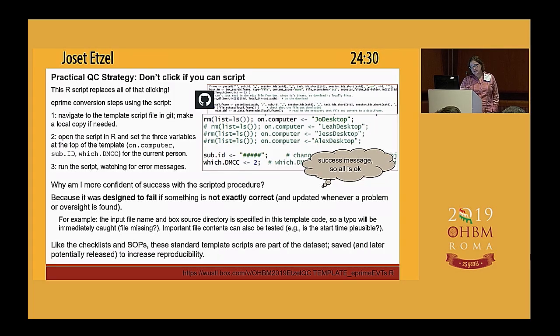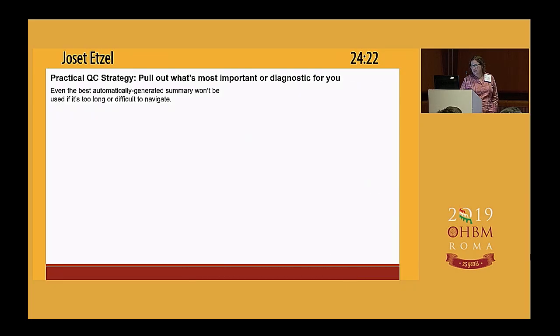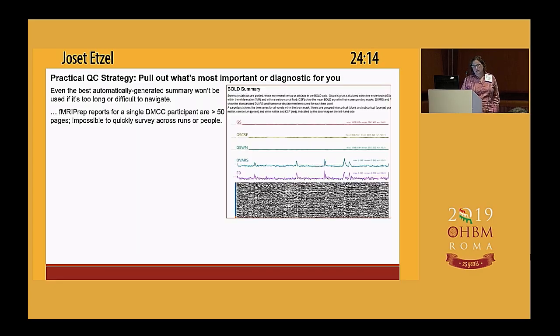So again, I consider these standard template scripts part of the data set procedures. Another point is that even the best automatically generated quality control summaries aren't going to be practical if they're just too big.